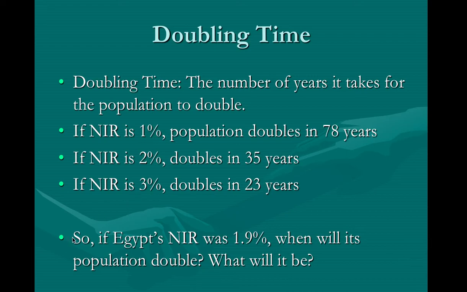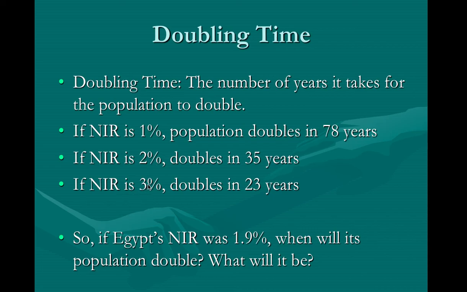So down here, we go back to that example of Egypt. We said that Egypt's NIR was 1.9%. When will its population double? Well, 1.9% is about 2%, so it's going to be 35 years. If you take 2018 and add 35 years to it, Egypt's population will double by the year 2053. So that's going to be helpful for us to understand how many people are currently there, and how many people we need to find out for the future. In the next 35 years, what are provisions the government should be looking into? What kind of jobs should we be looking into having in order to provide for those people?